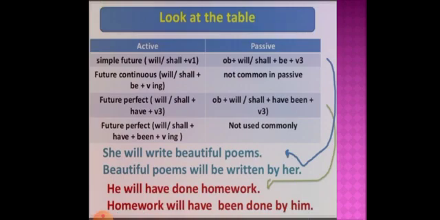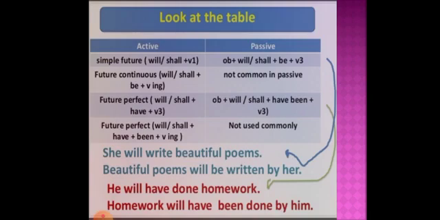Look at the table. Active, simple future, will, shall plus V1 will be changed in passive to object plus will, shall plus be plus V3. Example, she will write beautiful poems. Beautiful poems will be written by her. Then there is future continuous tense, will, shall plus be plus ving. It is not commonly used in passive.